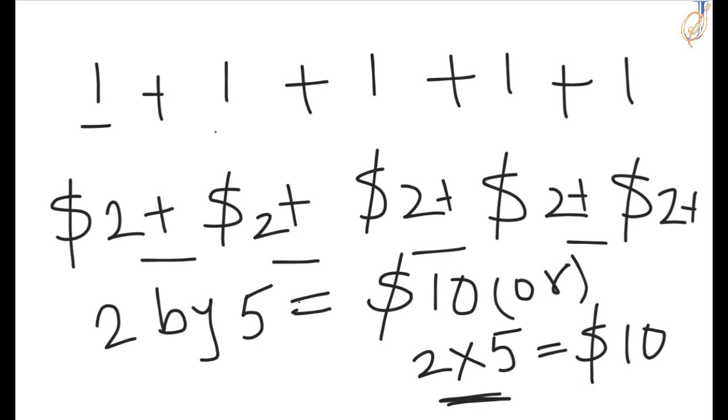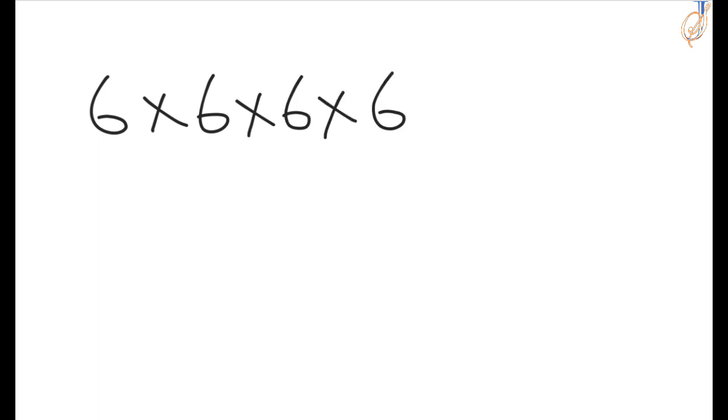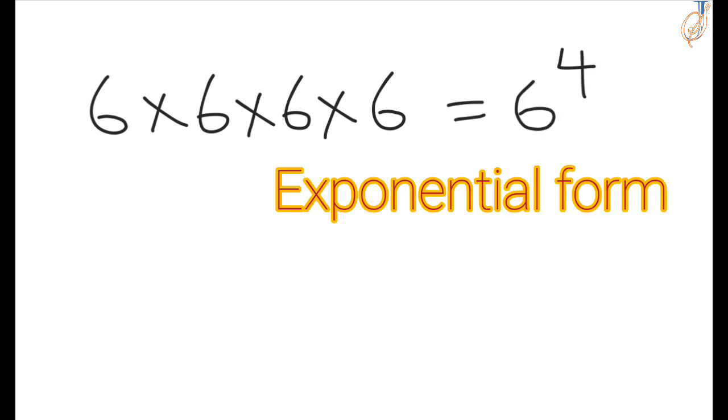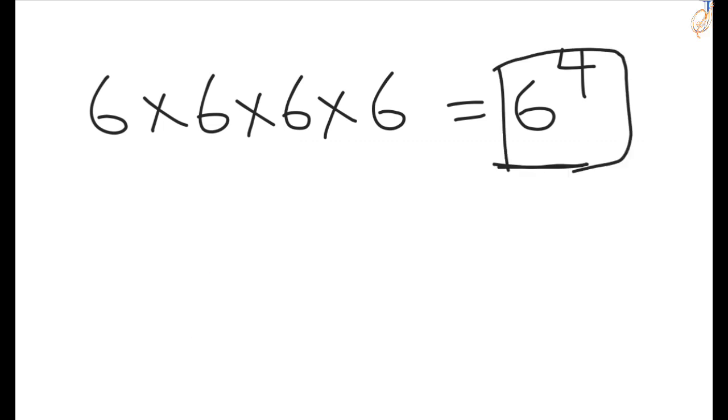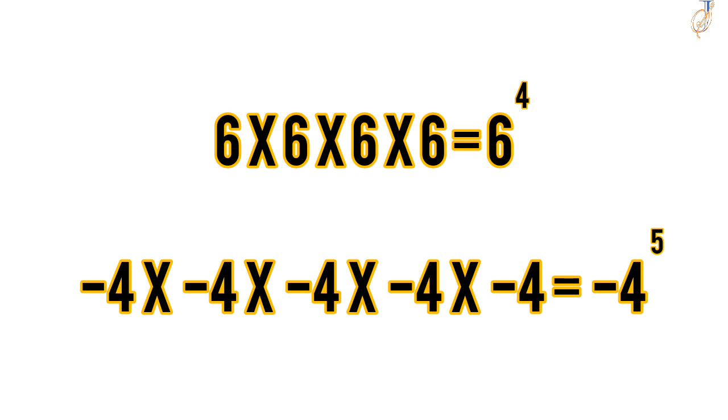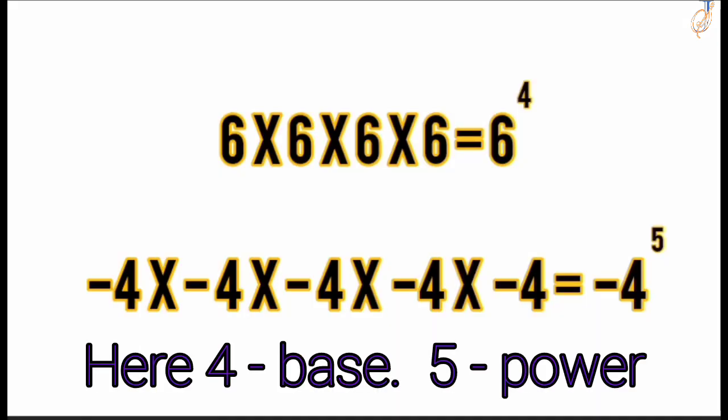What happens if we do repeated multiplication? Just like take any number, 6 times 6 times 6 times 6. This repeated multiplication we can write in this form. This form is known as exponential form. Here 6 is the base, 4 is the power. Not only 6, we can take any number, just like minus 4 times minus 4 times minus 4. We can write it as minus 4 power 5. Here 4 is the base and 5 is the power.